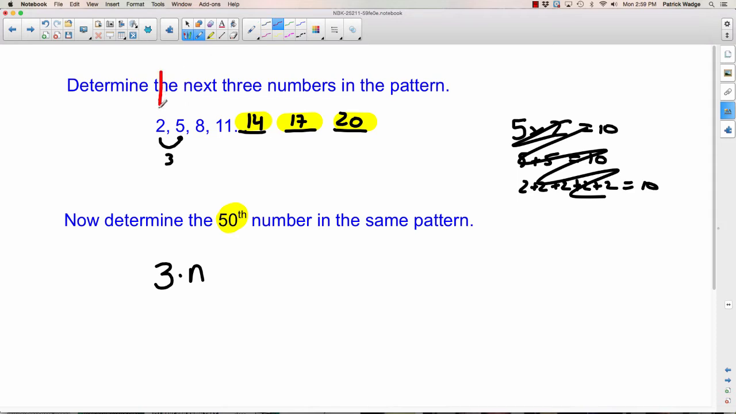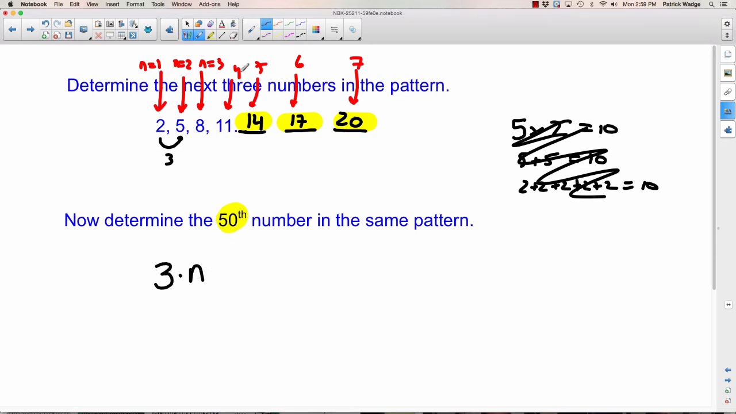This is like the first number. We have this list of numbers, right? And this number here, this 2, n is equal to 1. It's the first number, so n is 1. This number here, the 5, n is 2. It's the second number. 8, n is 3. n is 4 in this one. n is 5 in this one. n is 6 in this one. And n is 7 in that one. So that's going to be part of our formula. It's going to be 3n.